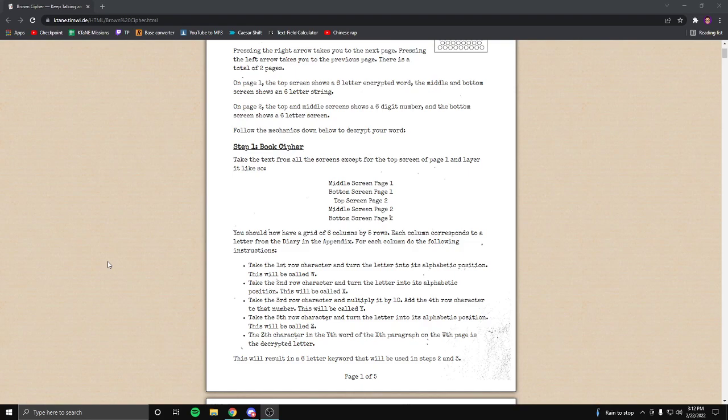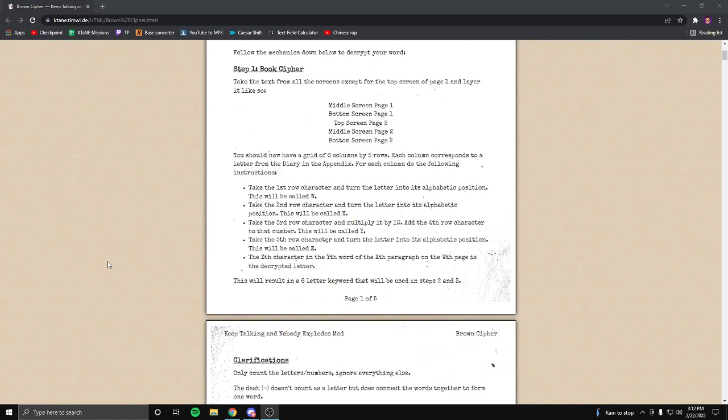Each column corresponds to a letter from the diary in the appendix. For each column, do the following instructions. Take the first row character and turn the letter into its alphabetic position. This will be called W. Take the second row character and turn the letter into its alphabetic position. This will be called X.